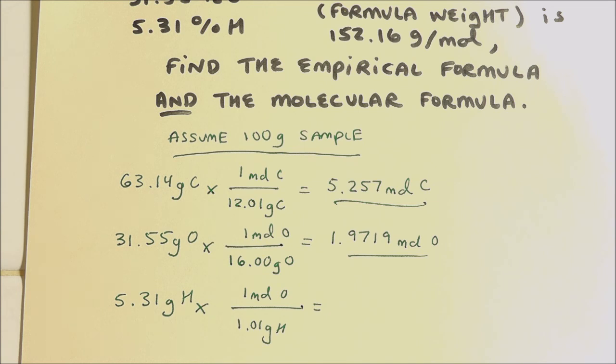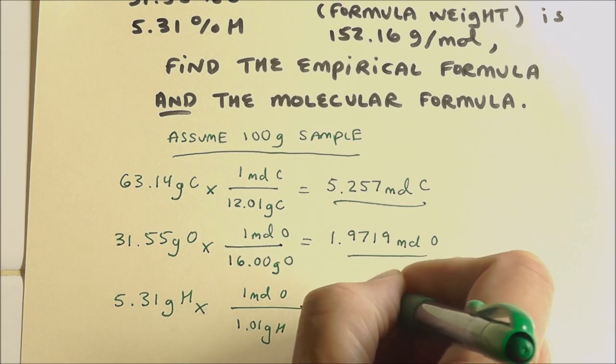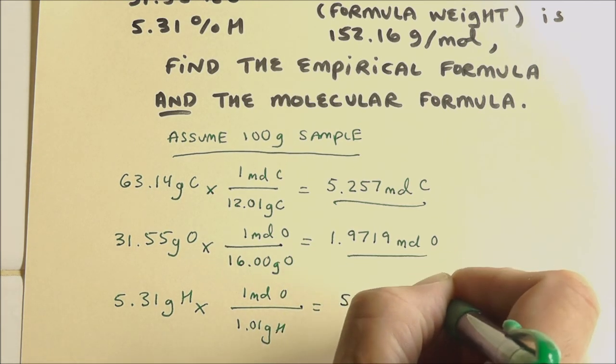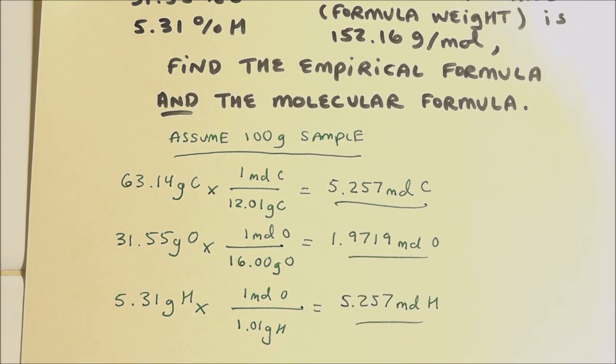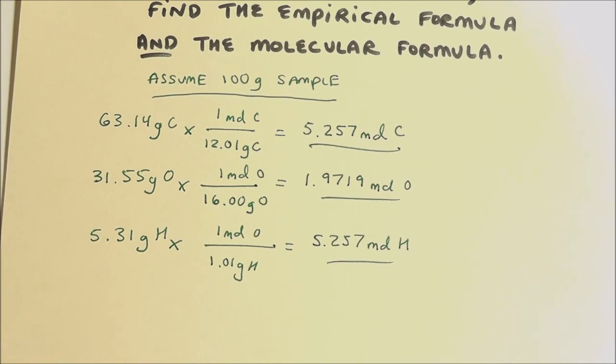5.31 divided by 1.01 is 5.257 moles of H. Now, we need a whole number ratio. So how are we going to get it? Same way we did it last time. I'm going to divide the big number by the smaller number, and then divide the smaller number by itself.